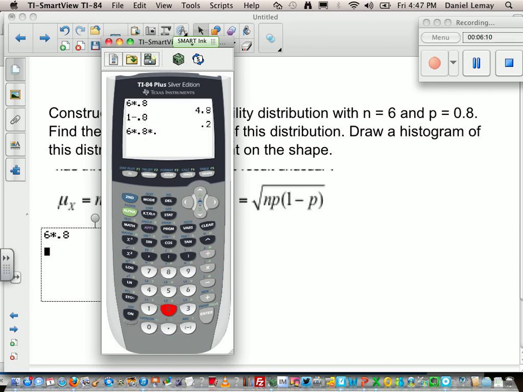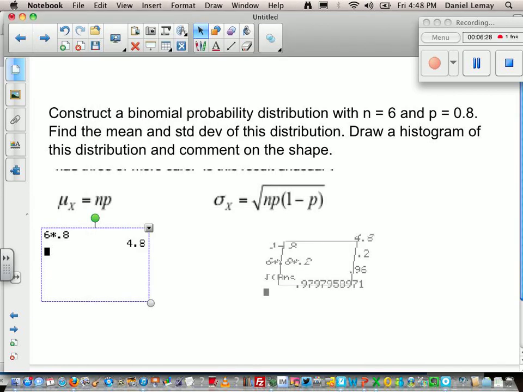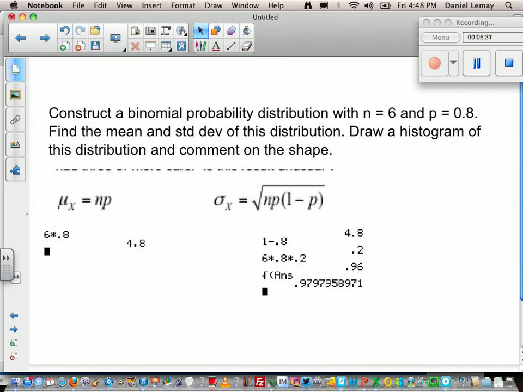And then I have to take the square root of that, and there are a lot of ways to take the square root. I'll use this key here. Okay, the square root of 0.96. So that's the standard deviation, 0.97, depending on the rounding they want on my MyMathLab. Okay, so that's that part of it.